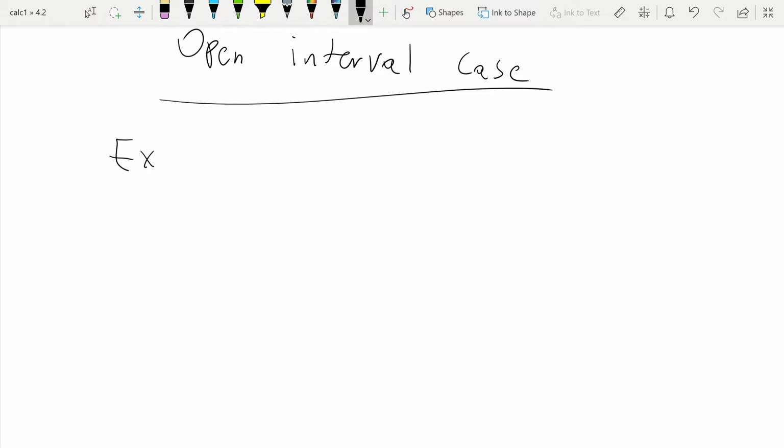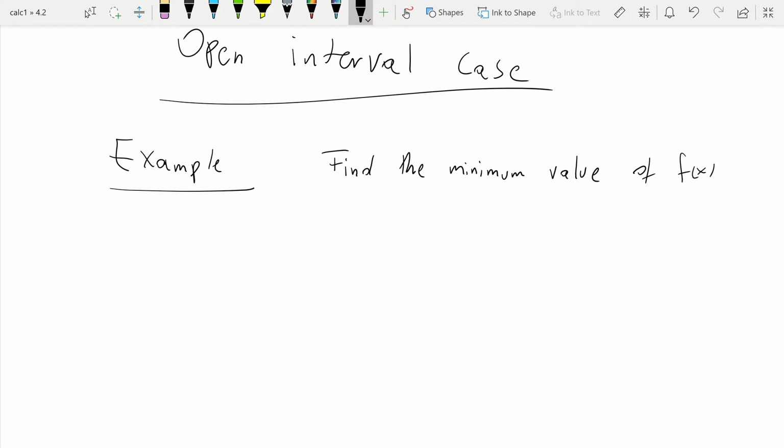One positive thing about this example is that not only is the interval open, but it's also unbounded. We were asked to find the minimum value of f of x, where f of x is 1 over x plus x squared, for x greater than 0.